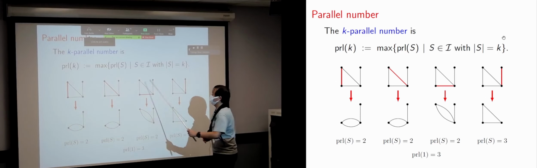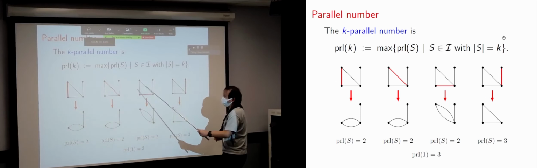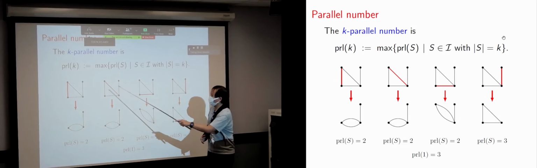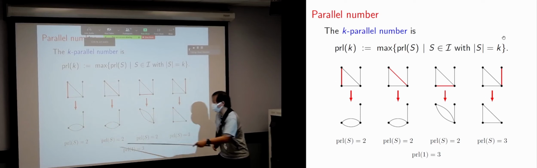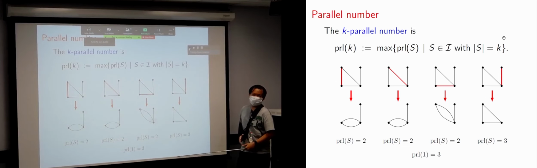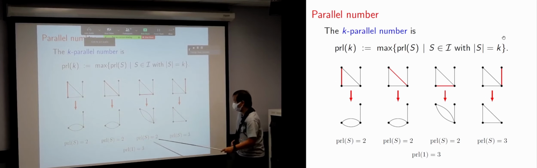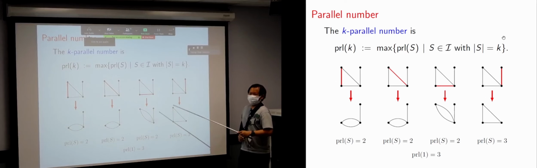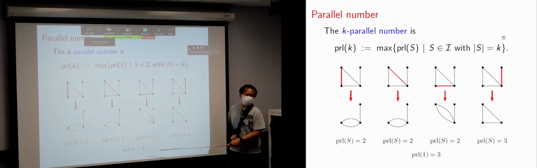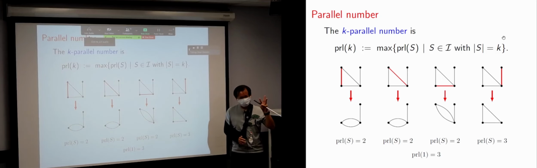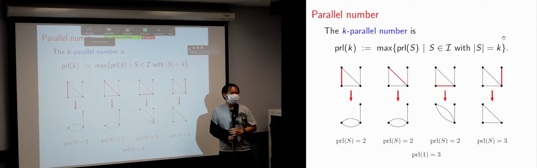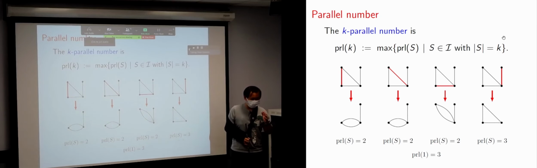For example, here are all the independent sets of size 1 for our graph. We compute the parallel S for each one of them by using the method from the previous slide, which gives 2, 2, 2, and 3. The k parallel number for k equal to 1 is therefore equal to 3, because the maximum of 2, 2, 2, 3 is 3. That is all the technical details we need.